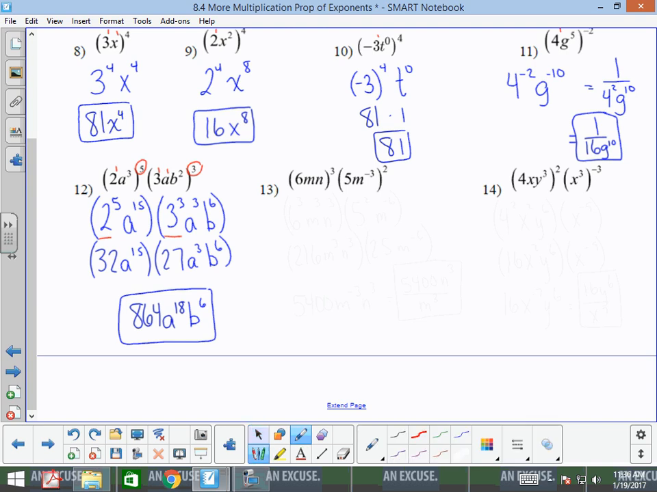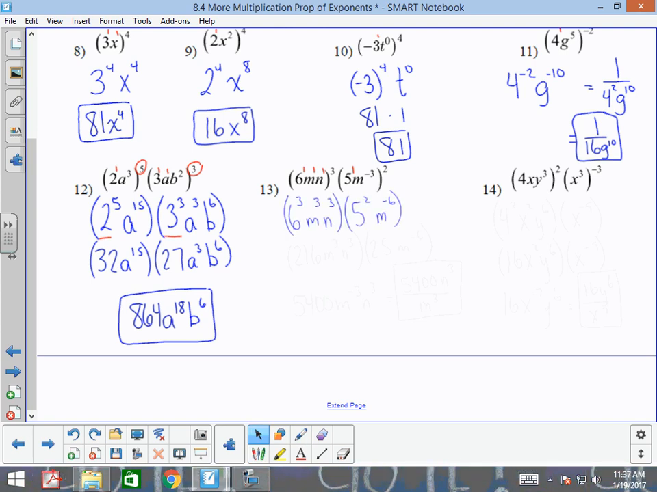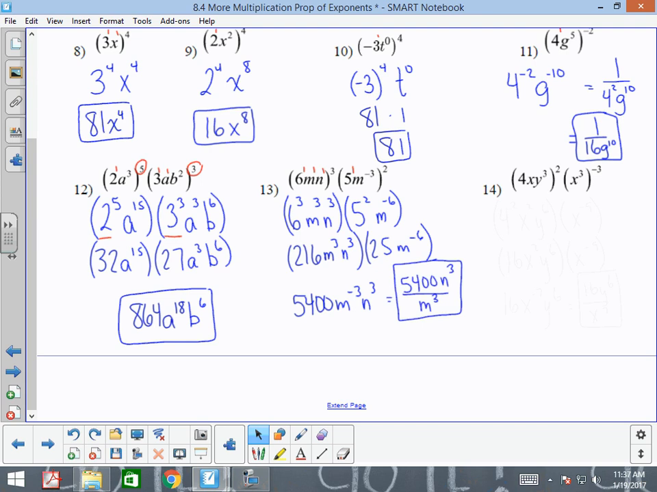All right, in this one, we are raising the 6, the m, and the n to the 3rd power. And then for the next parentheses, we're raising the 5 and the m to the 2nd power. So this will be 6 to the 3rd, m to the 3rd, n to the 3rd, times 5 squared, m to the negative 6. So first simplify. So you get 216, m to the 3rd, n to the 3rd, times 25, m to the negative 6. Now we're going to multiply the coefficients, add the exponents, move the m to the 3rd to the denominator, and now we have a simplified answer.